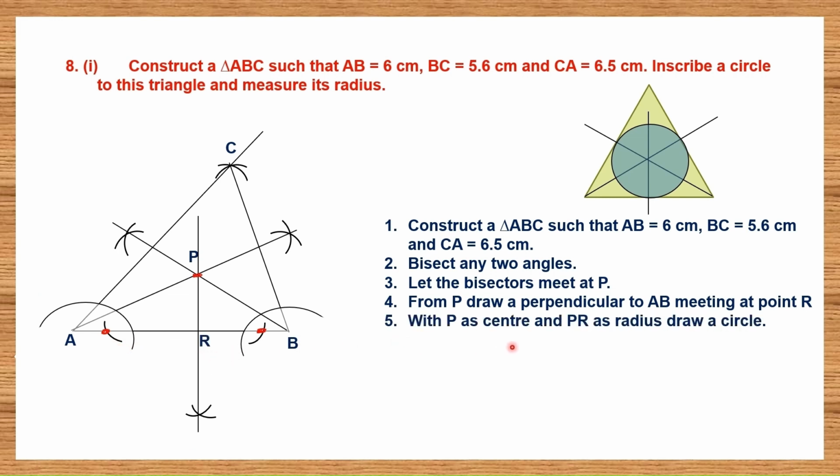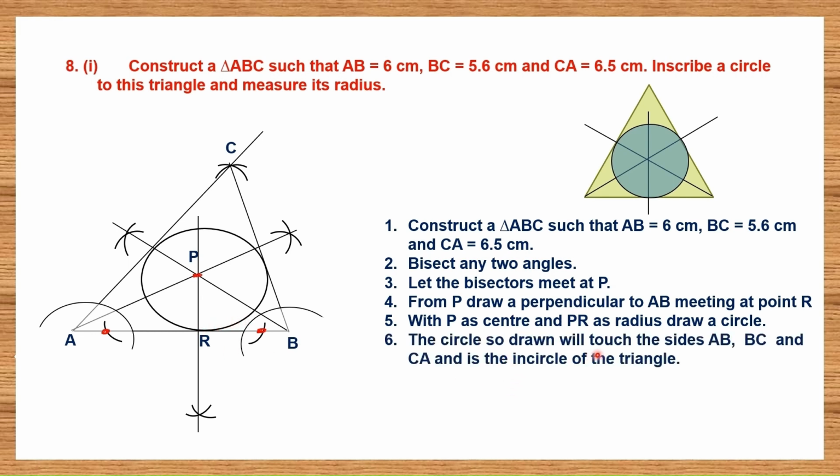Now with P as the center, remember we're going to draw an incircle. Inside we're going to draw a circle. So for that circle you need a center, isn't it? So P is the center of the circle and you need a radius. PR is the radius this time. So when you draw the incircle, this is the radius. That's why we drew this perpendicular. So take this as the center and PR as the radius and draw a circle. You will get a circle like this. Okay, so this is the incircle.